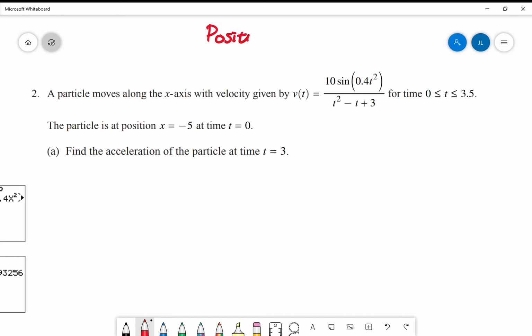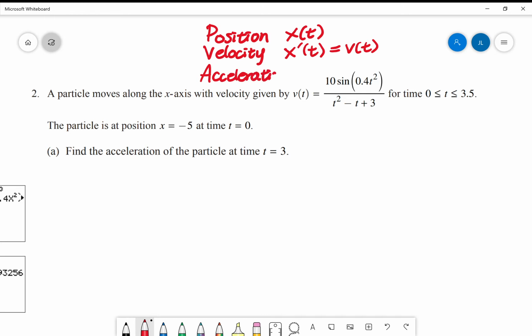Position is represented with x of t and sometimes with s of t. When we derive position, we have velocity, which is really speed with direction. That is the first derivative of position, and it is represented with v of t. When we derive velocity, we have acceleration, the change in velocity. That is going to be the second derivative of position, the first derivative of velocity, and it is represented with a of t. So knowing that, let's continue on to problem number 2.